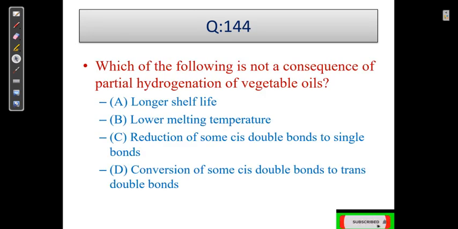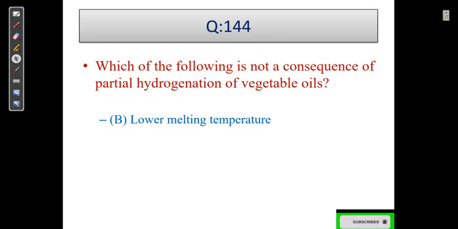Which of the following is not a consequence of partial hydrogenation of vegetable oil? Longer shelf life, lower melting temperature, reduction of some cis double bond to the single bond, conversion of some cis double bond to the trans double bond. So the correct one is lower melting temperature.